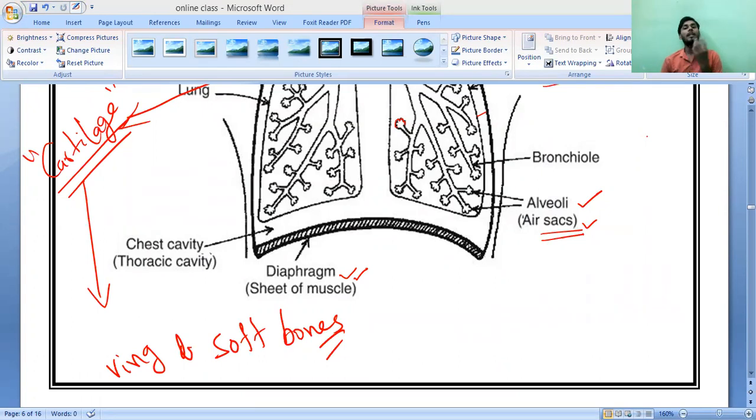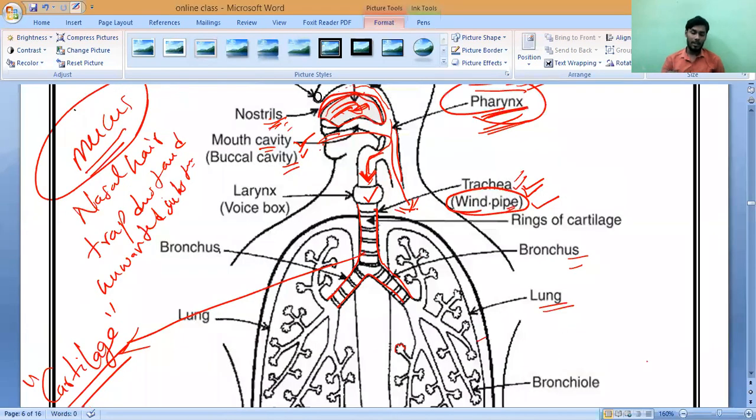Now, at the upper end of the trachea, we have something. Sir, are you able to hear my voice? Yes, sir. So at the upper end of the windpipe or trachea, we have something called. Can anybody say what that is? In the picture you may observe. At the upper end of the windpipe, we have something a little bit larger.